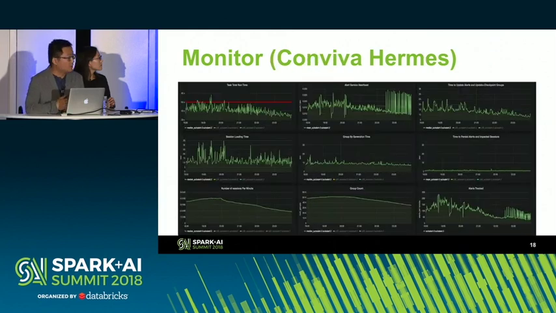This is one example of the Hermes dashboard through Grafana. With this, we are able to monitor the performance and system health over a long period of time, which is probably a few days. And also pinpoint the system hotspot and narrow down the root cause during performance degradations.